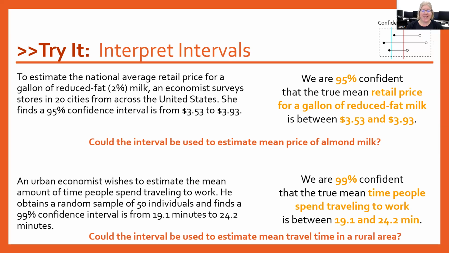And our follow-up question here, could the interval be used to estimate mean travel time in a rural area? And the answer to that is no. So the key here is that this is an urban economist. So that means this is kind of a big city area, and that's where they're pulling these people from. So that if you wanted to know about commute times in a rural area, you'd have to get a sample of people that live in a rural area.